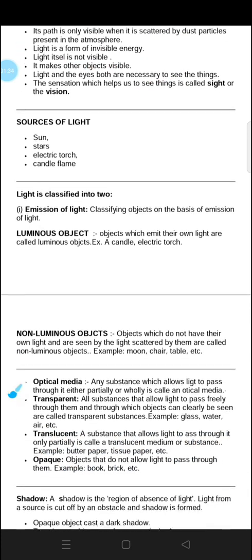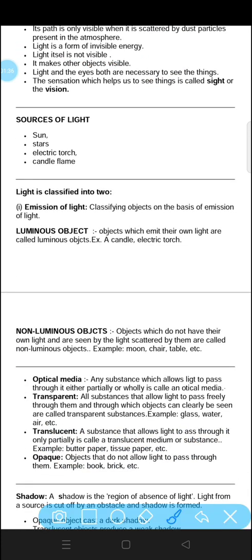Now, let's discuss the different sources of light. The largest source of light on earth is the sun. Others are stars, electric torch, candle flame. These all help us to see. In daylight, the sun is there. It is the largest source of energy. We do not need anything else to see when there is sunlight.